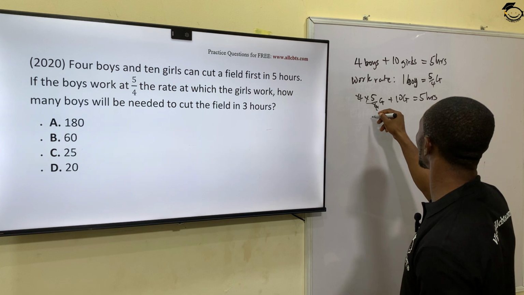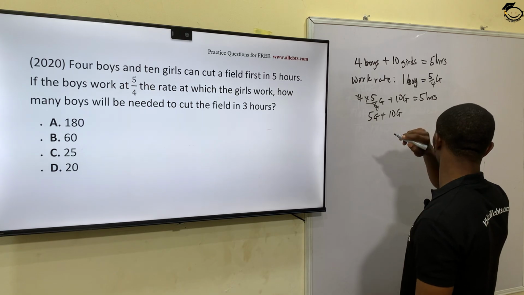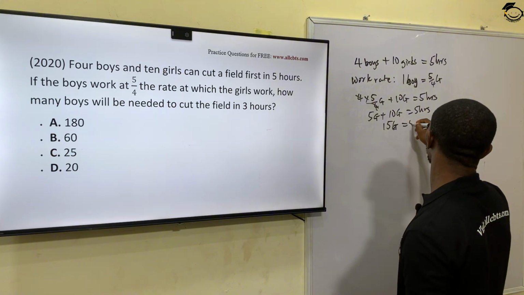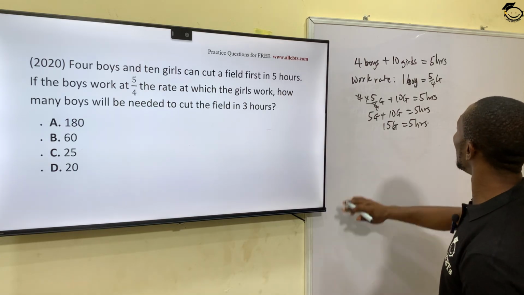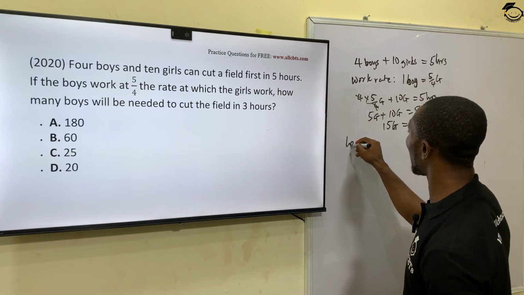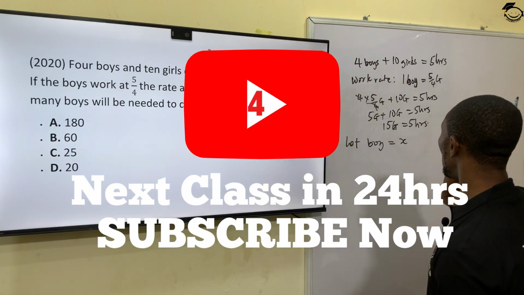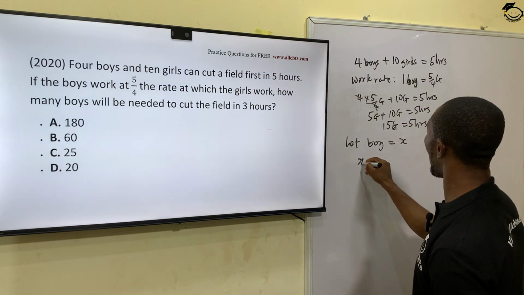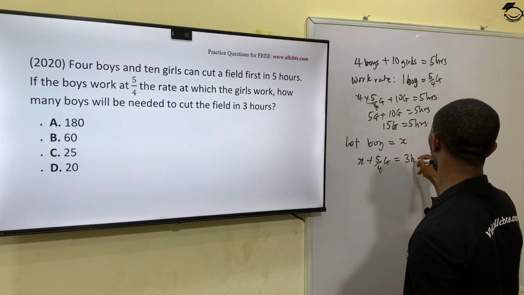So this will give us 5G plus 10G, where G is for girls, equals 5 hours. So that means we have 15G equals 5 hours. Okay, now next it says, how many boys will cut the field in 1 hour? Let boys be X. If boys equals X, then we have X plus 5/4G equals 3 hours.